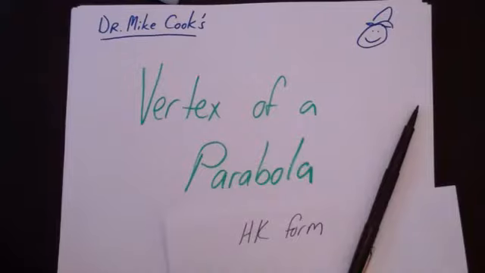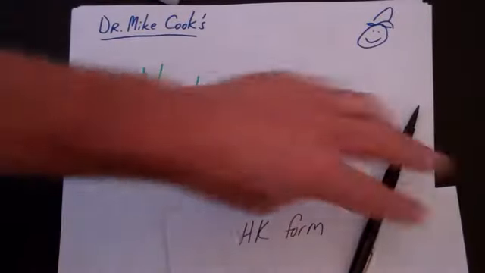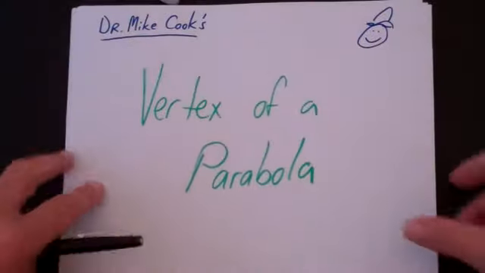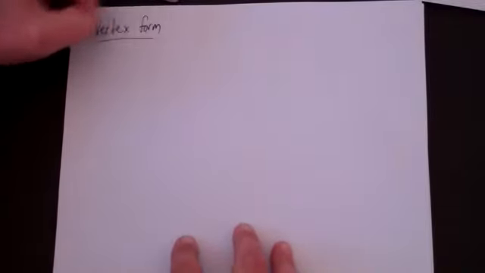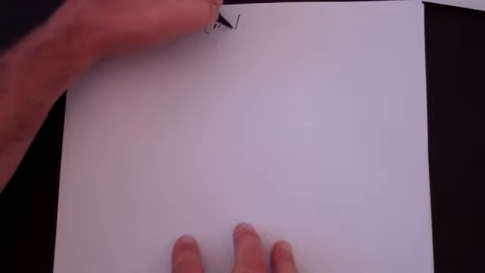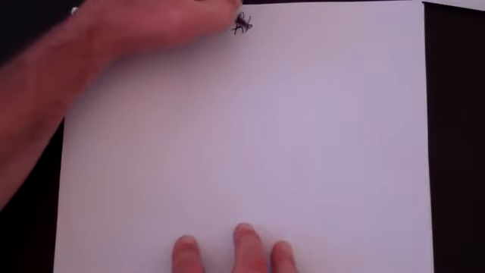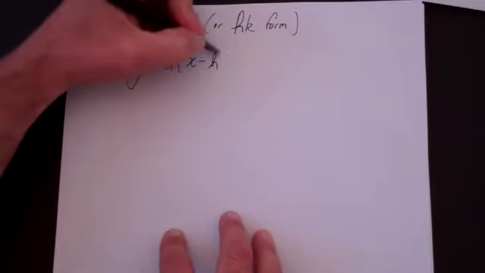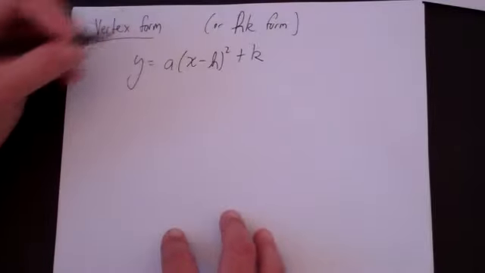Now let's look at finding the vertex of a parabola when it's written in HK form, or sometimes it's called vertex form. So let's talk about vertex form of a parabola. The vertex form, or HK form, is simply a parabola that's written y is equal to a(x minus h) squared plus k.